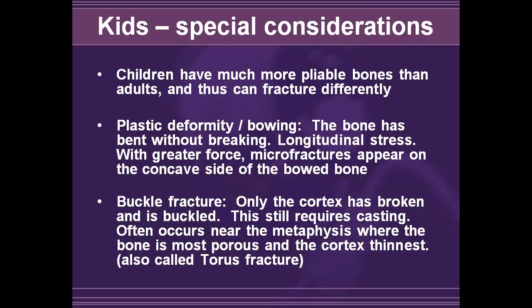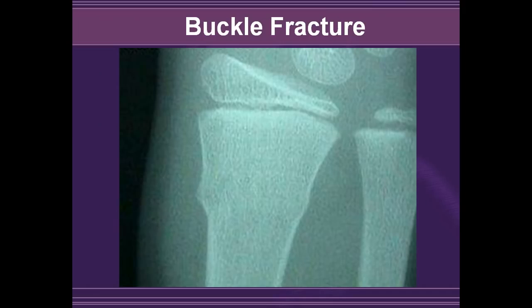A buckle fracture means that only the cortex has broken, and it's not broken through like adults, but it's more buckled. It still requires casting, and most often it occurs near the metaphysis, where the bone is most porous and the cortex is thinnest. This is usually called a torus. This is an example of one of these fractures where there's been stress in this direction and the bone has buckled. There's no actual lucent line seen across the bone itself.